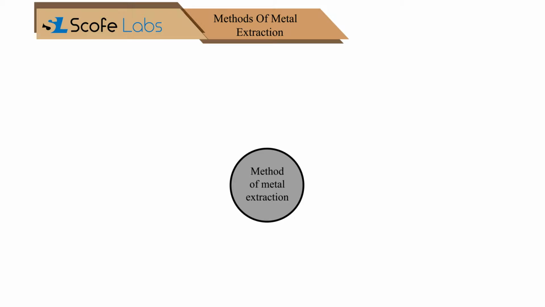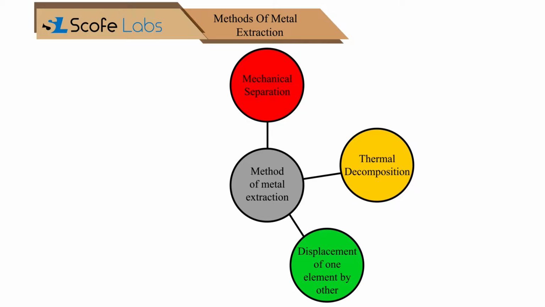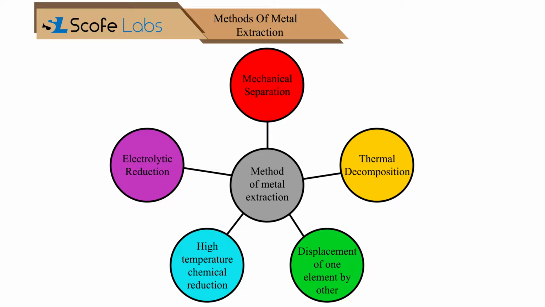There are many methods of metal extraction from ore, such as mechanical separation, thermal decomposition, displacement of one element by other, high temperature chemical reduction, electrolytic reduction.